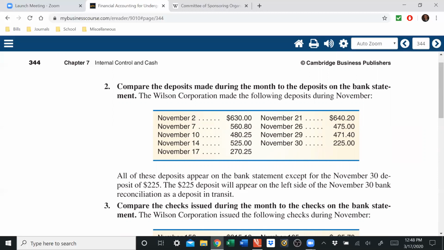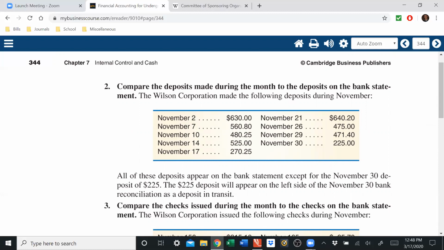Do all these deposits appear on the November bank statement? One of them may not appear because when it says they made the following deposits, that means they brought the check over to their bank, but that doesn't mean the bank processed it yet. So checks that they brought over towards the end of the month may not be processed yet. These ones at the beginning and the middle of the month should all be on our bank statement because the bank would have processed them by now.